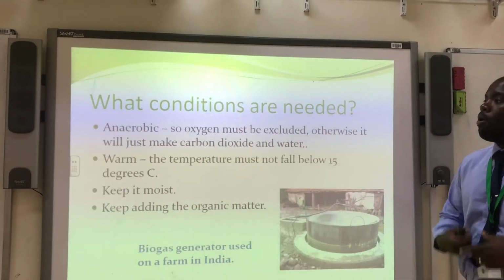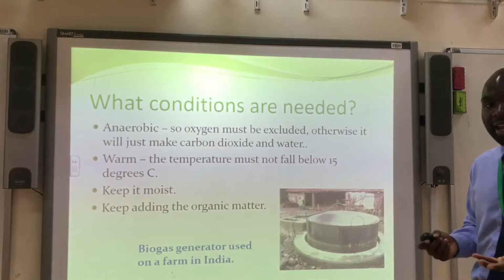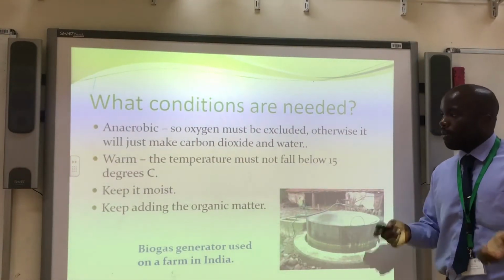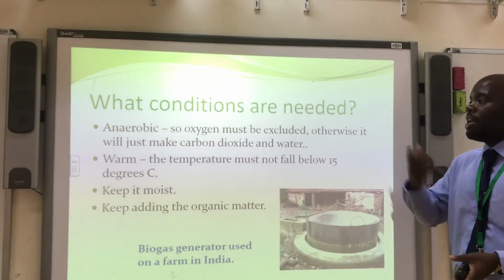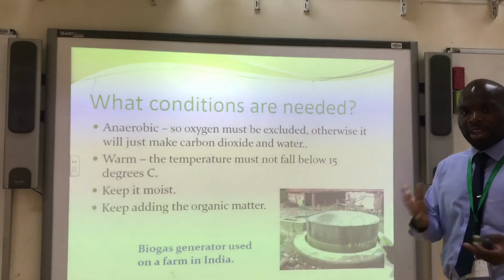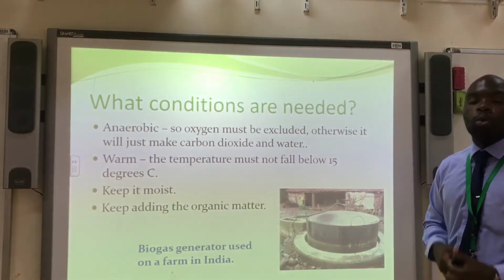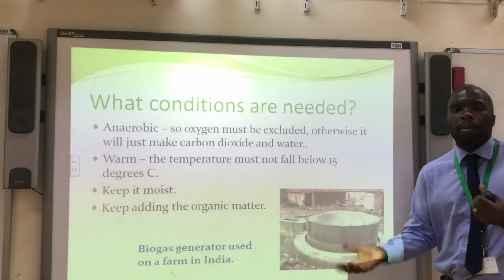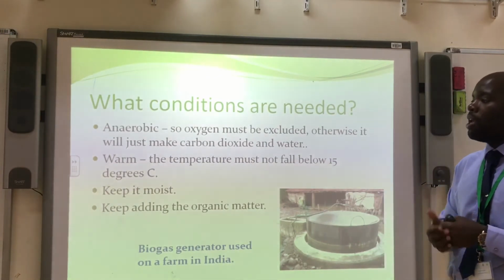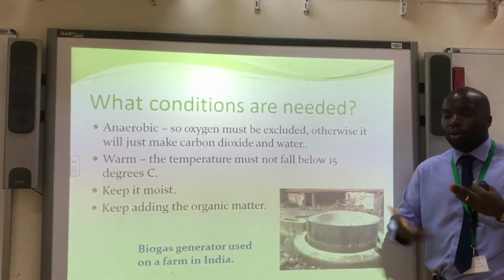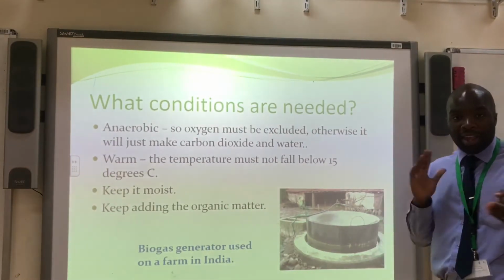Now, what conditions are needed for biogas to be produced? One, we said anaerobic conditions need to happen. Therefore, oxygen must be excluded. We must use no oxygen. We also need warm conditions. Optimum conditions are 32 degrees plus. Don't forget, microorganisms use enzymes, so we must keep it warm.